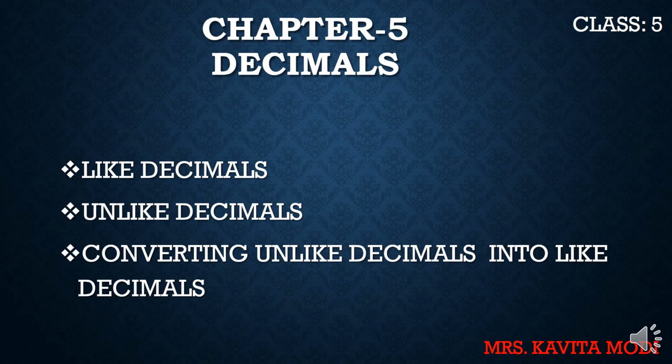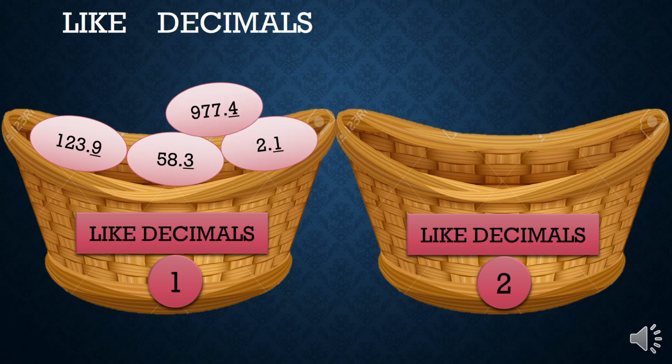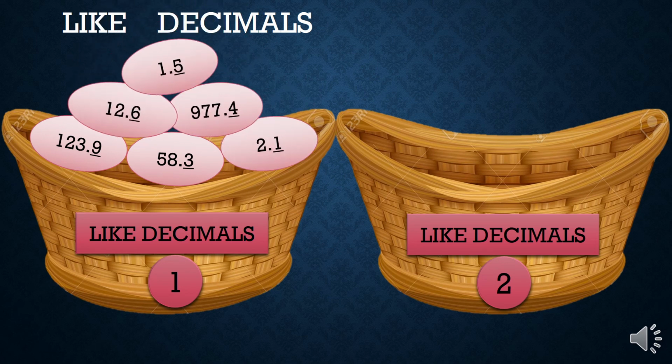Today we are going to continue chapter 5, decimals. In this chapter our topics are like decimals, unlike decimals and converting unlike decimals into like decimals. See the first basket. Look at these decimal numbers in the first basket. What do you observe? If we look at these decimal numbers, they all are very different but are similar in some manner. You can see these decimal numbers have only one digit after decimal.